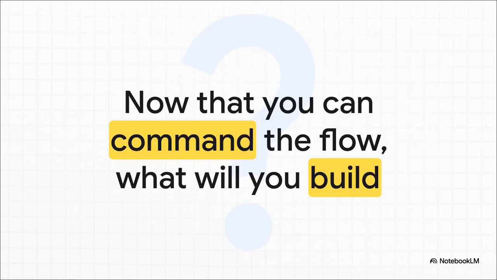So remember that crazy-looking command from the very beginning? I bet it doesn't look so intimidating now, does it? You know exactly what it's doing. It's finding a file, it's hiding all the errors, and it's saving the successful result to a text file. You get it. So the only real question left is, now that you can command the flow, what are you going to build?